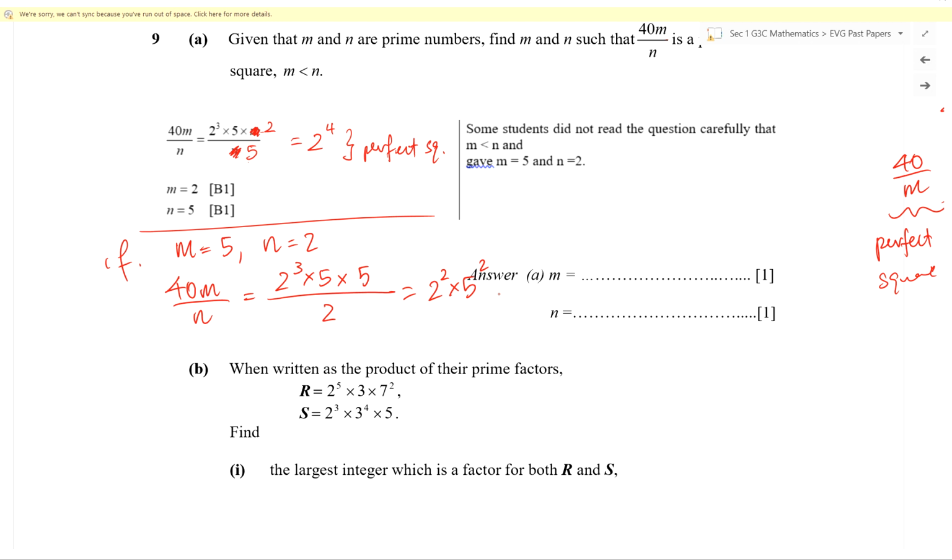Why not? And so you all learned inequalities already. Because m is smaller than n. So this m is bigger than this. So this is not correct. Okay?